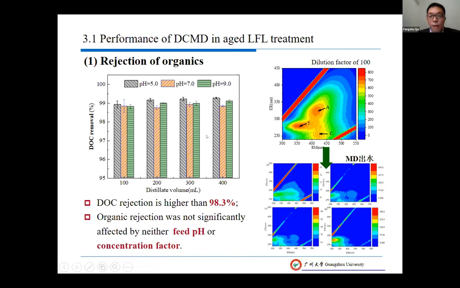We also used a fluorescence spectrometer to evaluate the organic removal. The fluorescence intensity of the distillate is less than 0.3% of that in the feed water. Hence, we can find that MD is very efficient in removing the organics in the landfill leachate.